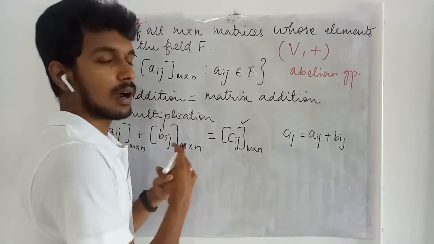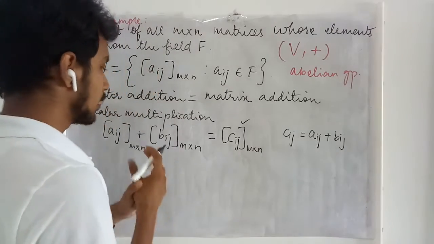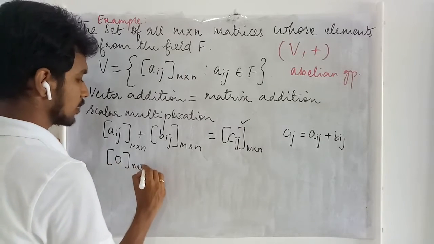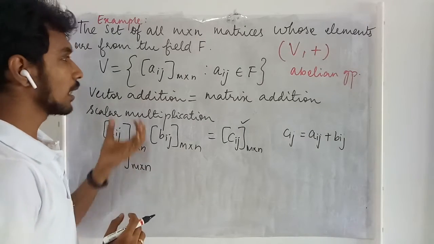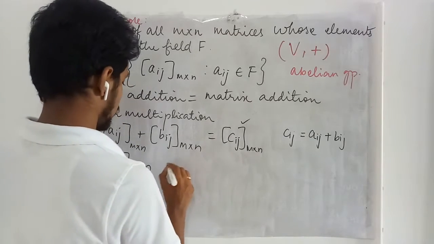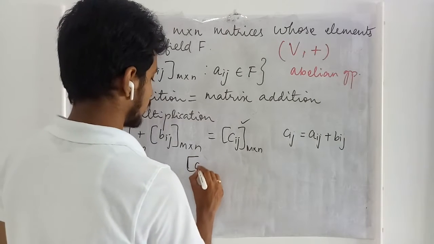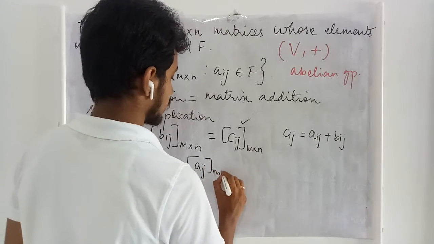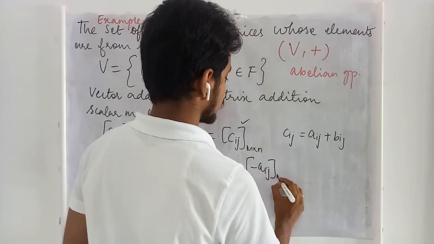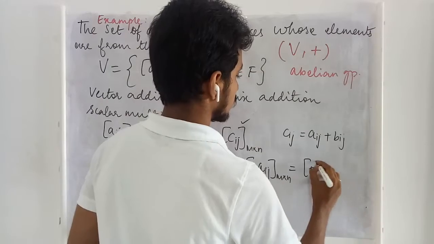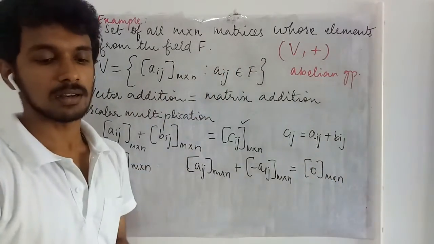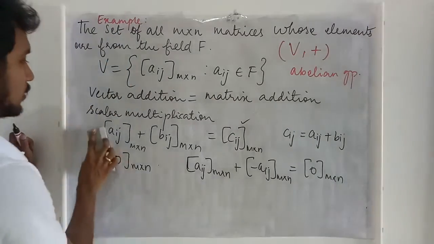And matrix addition is always associative, and the zero matrix of order m cross n is going to serve as the zero element in this set. And for Aij, the inverse is going to be minus Aij. And this is associative, and this proves the first condition to be a vector space.